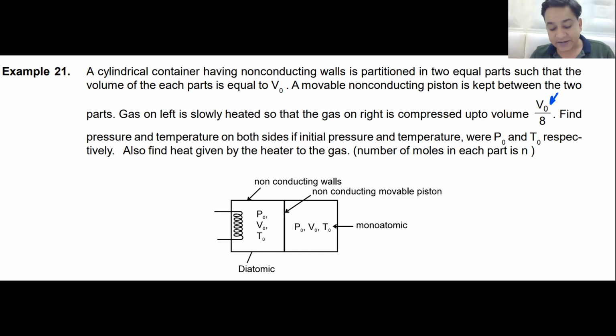A cylindrical container having non-conducting walls is partitioned into two equal parts such that the volume of each part is V naught. We have done a similar question this year also. A movable non-conducting piston is kept between the two. Gas on the left side is slowly heated so that the gas on the right is compressed to volume V naught by 8. Find the temperature and pressure on both sides if the initial pressure and temperature were P naught and T naught. Also find the heat given by the heater to the gas. The number of moles in each part is n. I'll give you time. Meanwhile, I'll search for that paper and show you the exact question that came in JEE, and we did this question in the crash course.